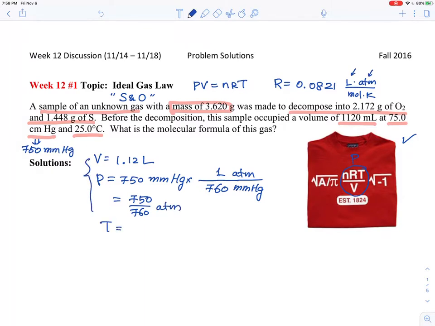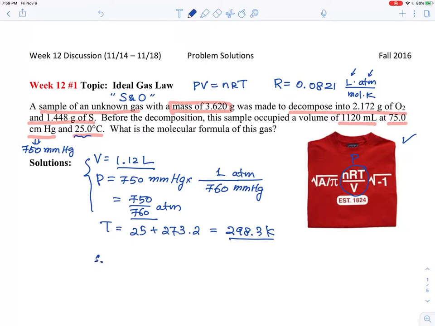What about the temperature? The temperature is 25 degrees C, sorry about that, plus 273.2, and that's in Kelvin. So 25 degrees C makes it 298.3 Kelvin. So I have those numbers.